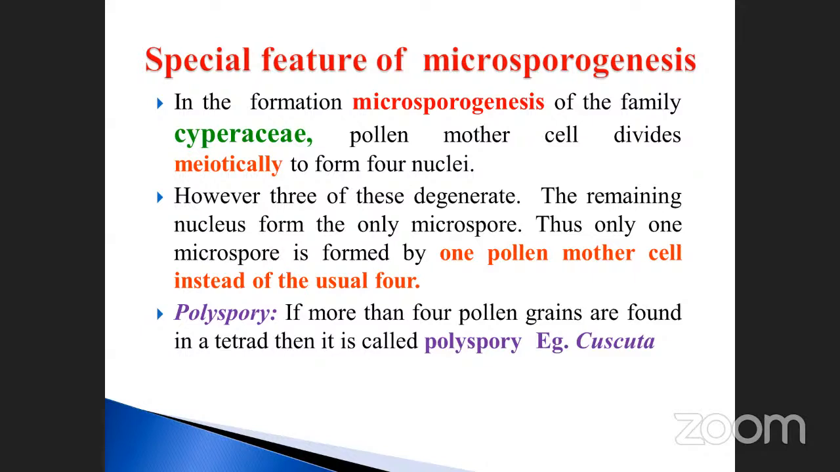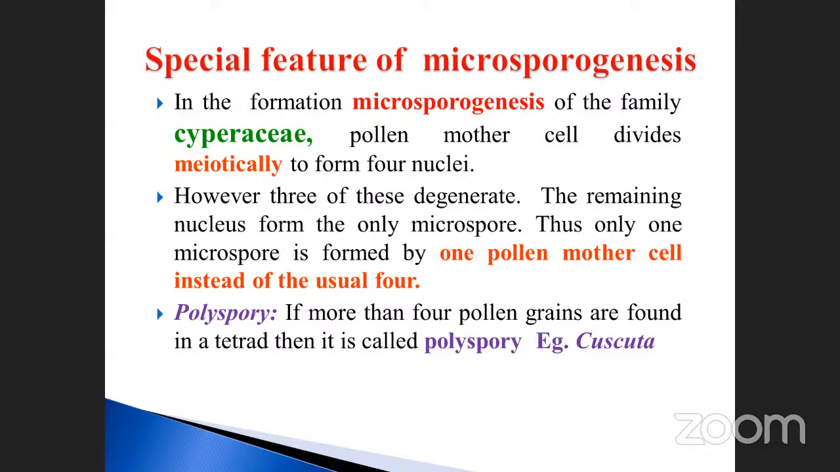It's mostly in the family Cyperaceae. However, 3 of these degenerated. From the 4, 3 degenerated, and only one is present. The remaining nucleus forms the only microspore. How many microspores are there? Only one microspore, from the 4 nuclei. What about the other 3 nuclei? Completely degenerated. Thus only one microspore is formed by one pollen mother cell instead of the usual 4.